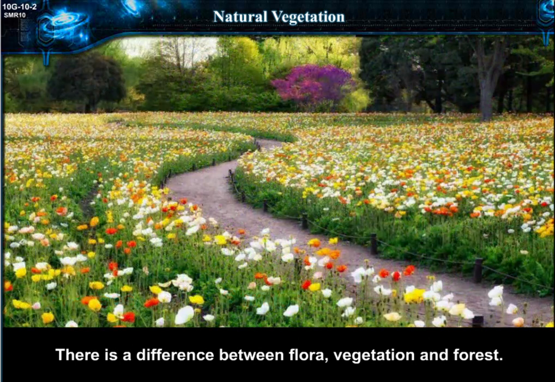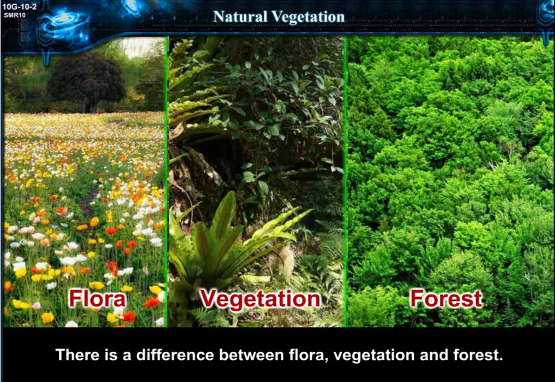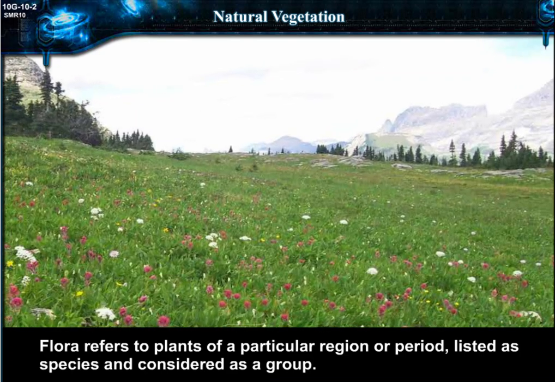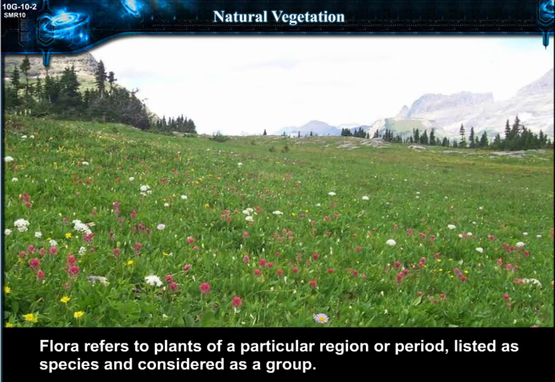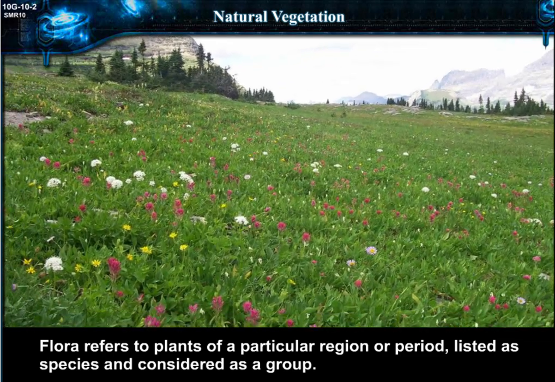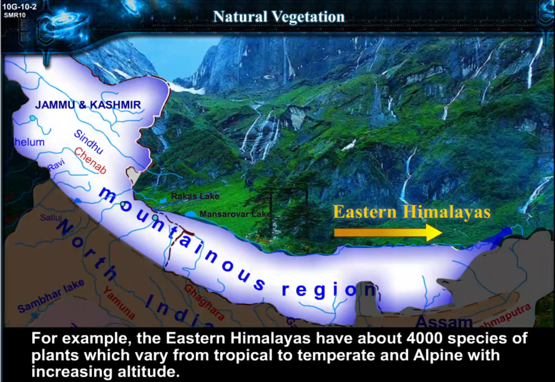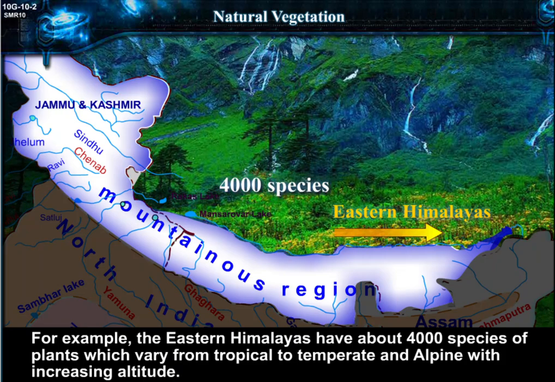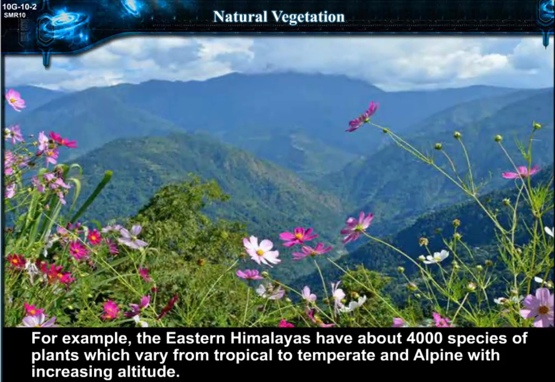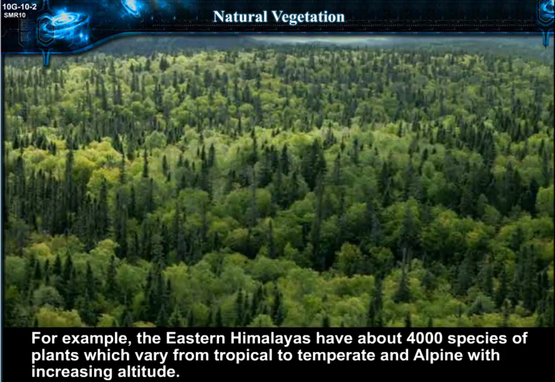There is a difference between flora, vegetation, and forest. Now, flora refers to plants of a particular region or period listed as species and considered as a group. For example, the eastern Himalayas have about 4,000 species of plants which vary from tropical to temperate and alpine with increasing altitude.